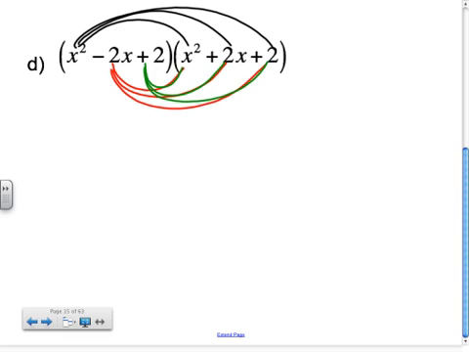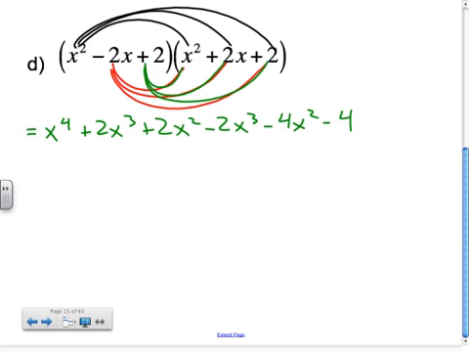Okay, I'll go ahead and do this really quick just so you guys have a way of checking your answer. So I'm going to end up with x to the 4th plus 2x to the 3rd plus 2x squared minus 2x to the 3rd minus 4x squared minus 4x. And then finally I have plus 2x squared. I'm going to run out of room here. Plus 4x plus 4.